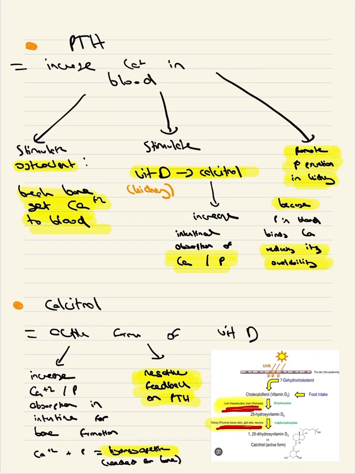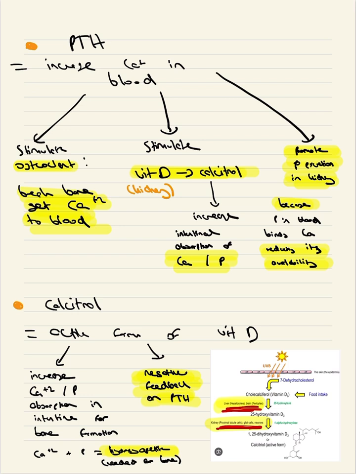Then we have parathyroid hormone, which will increase the calcium in blood. And basically, this is very, very essential. How does it do it? It will stimulate osteoclasts and break bone to get calcium in the blood. It will stimulate the conversion of vitamin D to its active form calcitriol. And what does calcitriol do? Calcitriol increases intestinal absorption of calcium and phosphate.